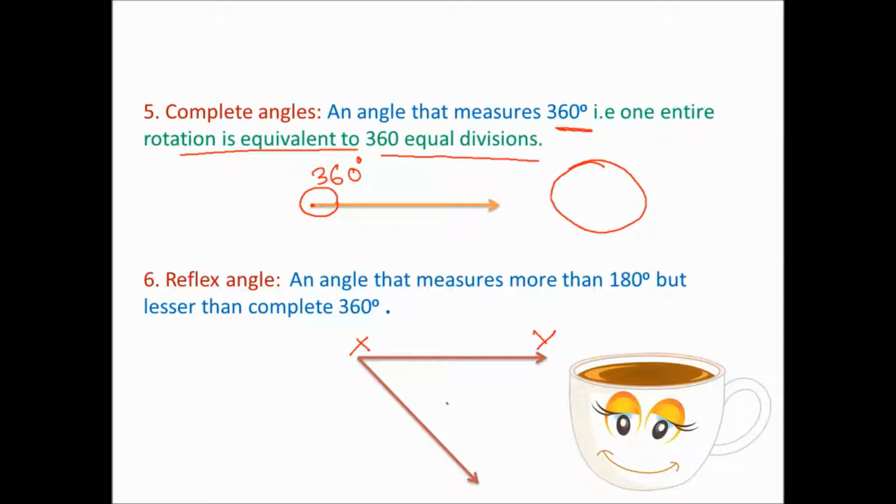Again, if this is x, y and this is z, then x is our vertex, xy is one arm, xz is another arm, and this angle is our reflex angle. So a reflex angle always measures more than 180 degree but less than 360 degree.